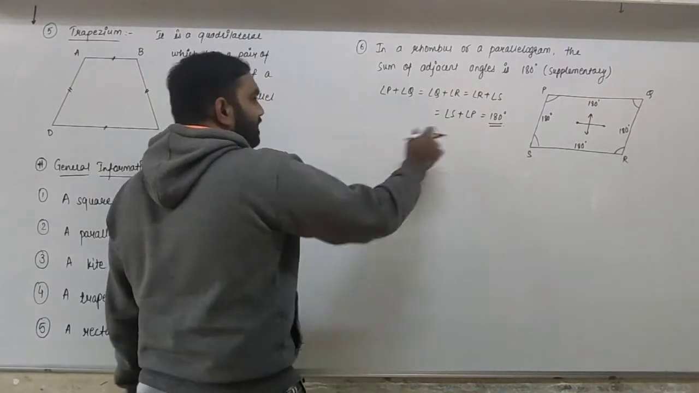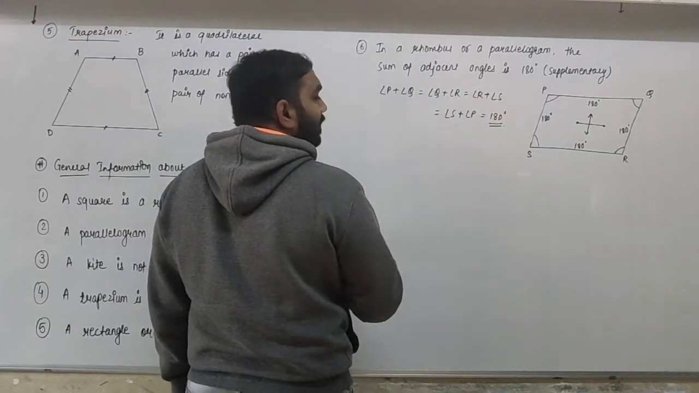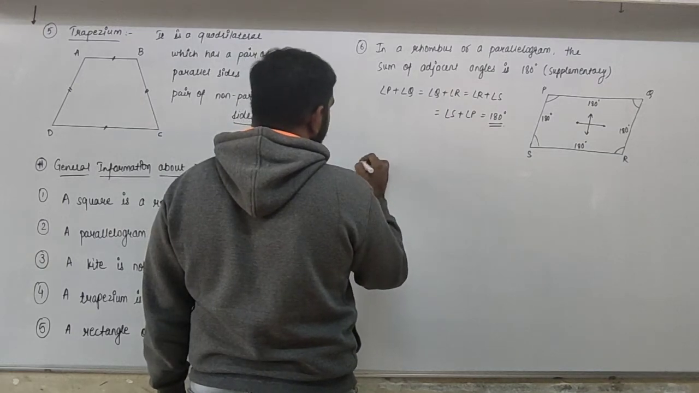Okay? So that is the general thing about the parallelogram and a rhombus. Then the seventh point.